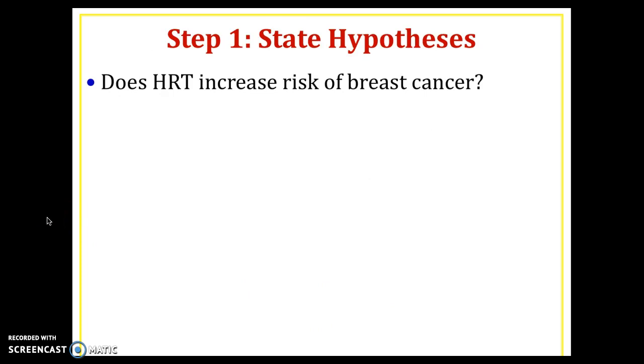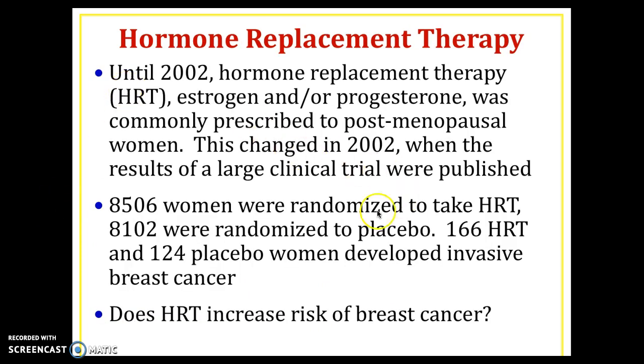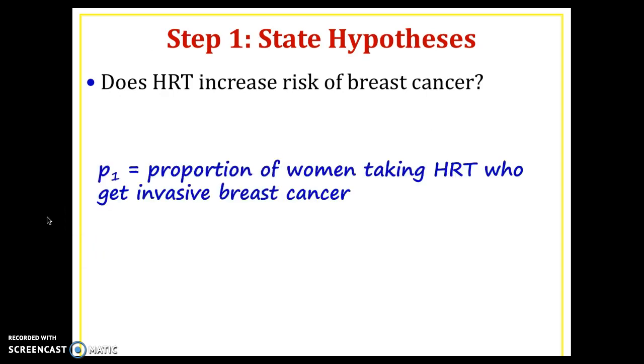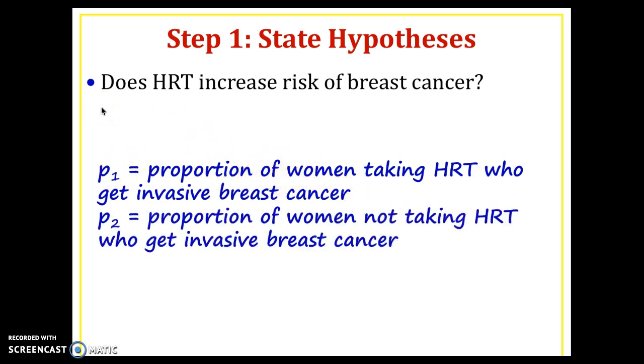Okay, so I want to write down the hypotheses. I want to go back a second and notice these are proportions. We're looking at proportions of women that took the hormone replacement therapy that eventually developed breast cancer versus a control group. So this is a situation with 2 proportions. So I'm going to let p1 be the proportion of women taking hormone replacement therapy who get invasive breast cancer. So this is a population proportion. We're really talking about all women. And p2 would be the proportion of really all women not taking HRT who get breast cancer.